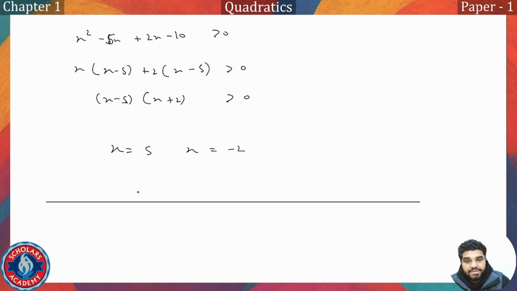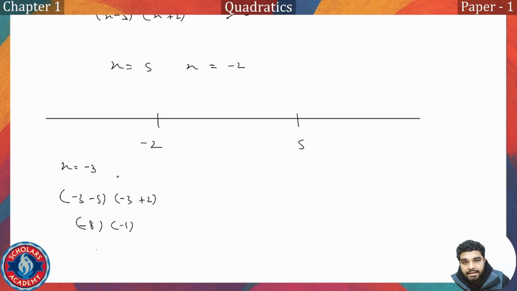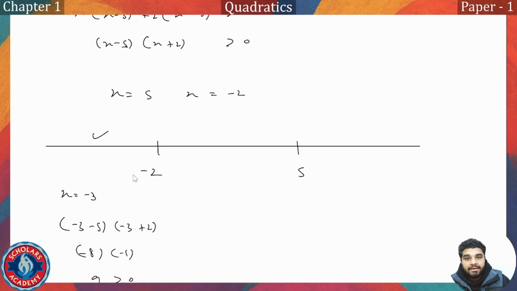Now these two zeros break the real line into three parts, -2 and 5. So we want that particular interval which makes this quadratic equation greater than 0. So if we substitute x is equal to -3 from the first interval, we get -3 minus 5, -3 plus 2. So -8 times -1. So what we get is 9. And yes, it is greater than 0. So we'll take this interval.